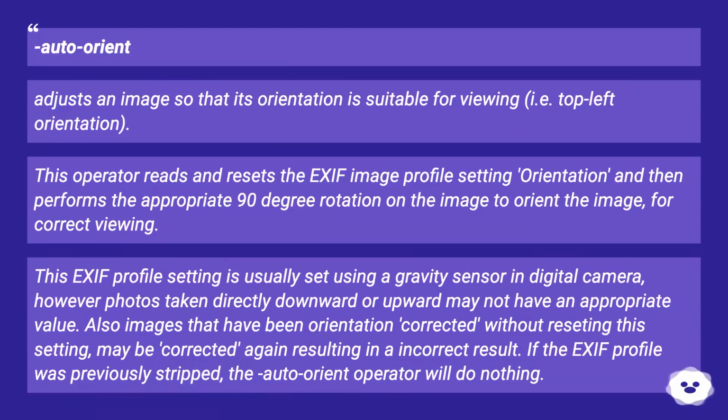Auto-orient adjusts an image so that its orientation is suitable for viewing, i.e., top-left orientation. This operator reads and resets the Exif image profile setting, orientation, and then performs the appropriate 90-degree rotation on the image to orient the image for correct viewing. This Exif profile setting is usually set using a gravity sensor in the digital camera. However, photos taken directly downward or upward may not have an appropriate value. Also, images that have been orientation corrected without resetting the setting may be corrected again, resulting in an incorrect result. If the Exif profile was previously stripped, the auto-orient operator will do nothing.